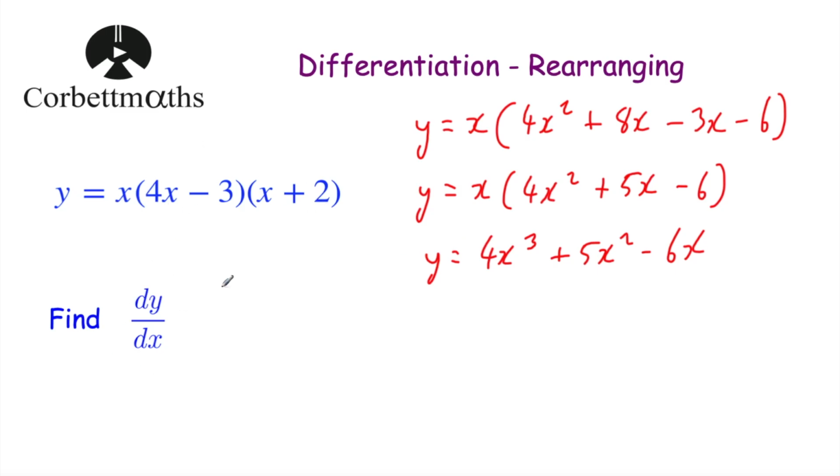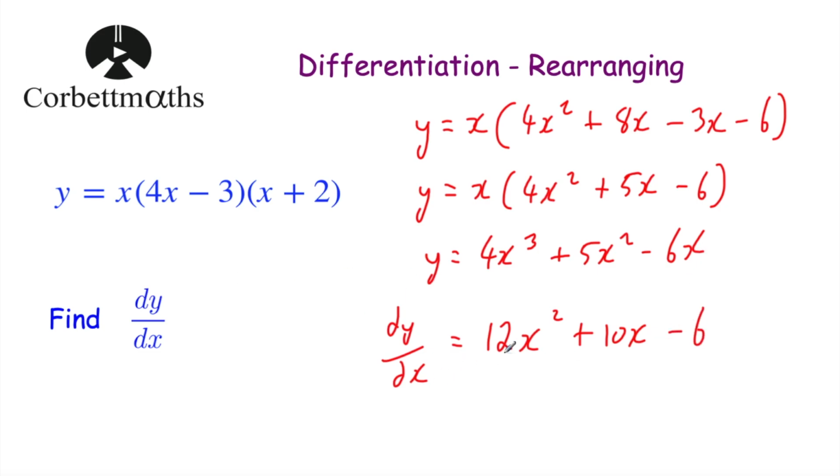Now we need to find dy by dx. So dy by dx, when we differentiate, we get, bring the power down, so 4 times 3 is equal to 12x, and then reduce the power by 1, so it'll be squared. Then we've got 5, we're going to times that by 2, so it'll be plus 10x, and reduce the power by 1, so it'll be then 1, so we'll just write it as 10x. And then finally, if we differentiate minus 6x, we just get minus 6, and that's it.